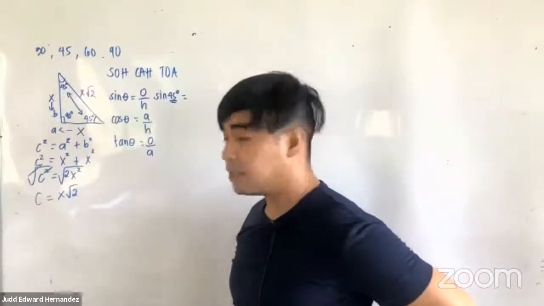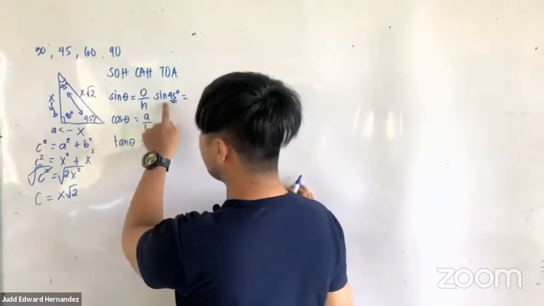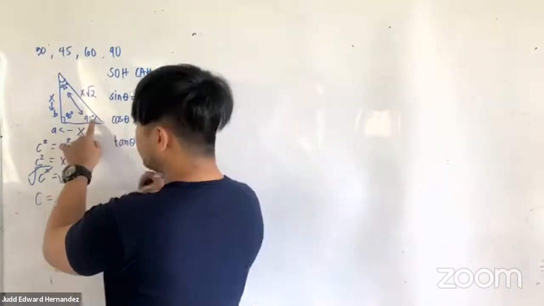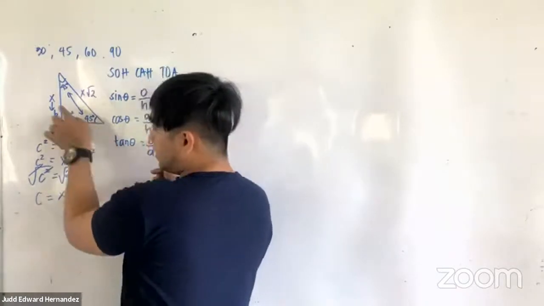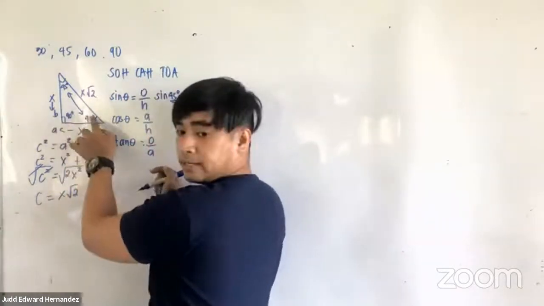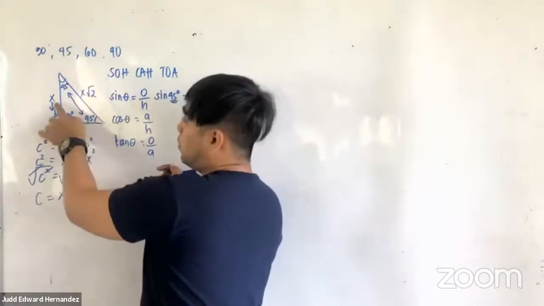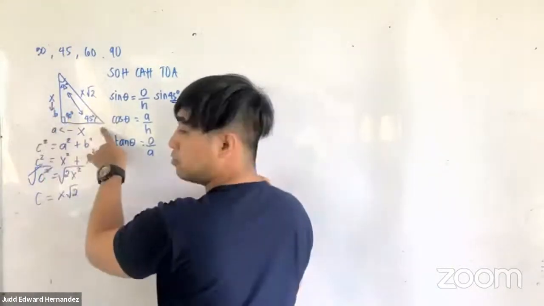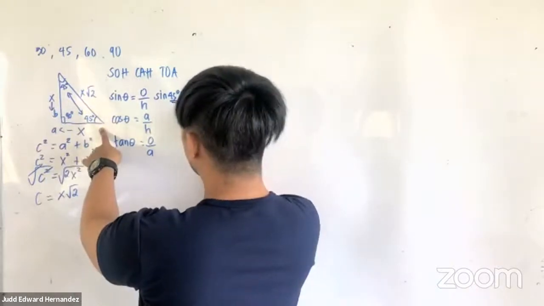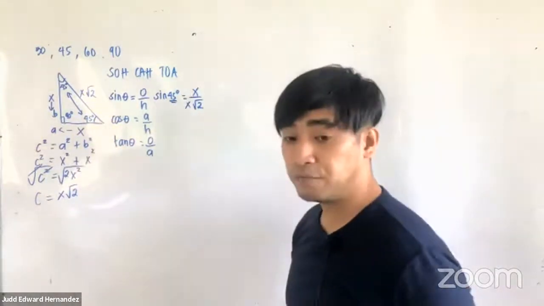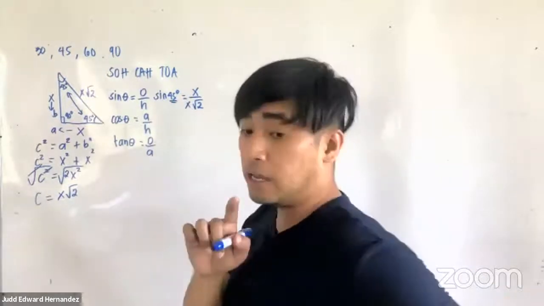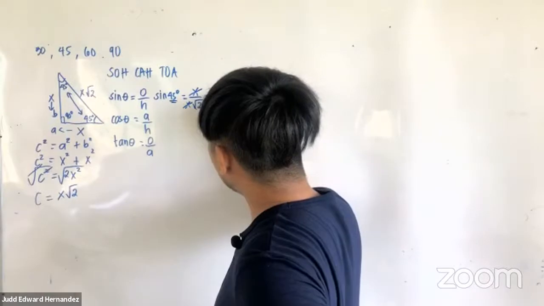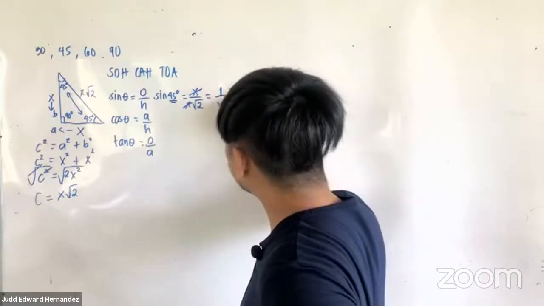Check po natin kung magiging magkamukha. Sine 45 degrees. Pag sinabi nating sine, opposite over hypotenuse. This is 45 degrees. What is the opposite side of 45 degrees? Tingin ka doon. Ito po yung opposite niya. Opposite is x over, what is the hypotenuse? x square root of 2. That is now sine 45 degrees. Okay, simplify. Cancel x, cancel x. Therefore, sine 45 degrees is equal to 1 over square root of 2.